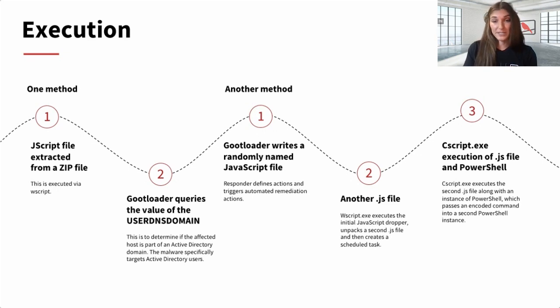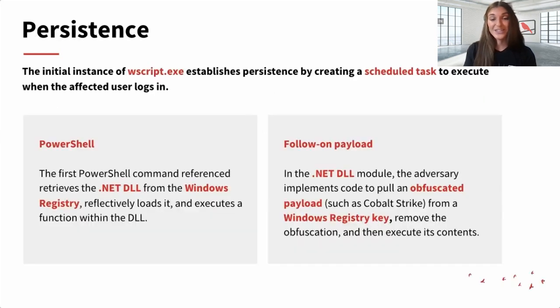and then those are executed on the victim systems. Now to touch on another method of execution, more recently, we've seen Gootloader writing a randomly named JavaScript file, initially with the extension .log, to the AppData Roaming folder. Then WScript executes the initial JavaScript dropper, unpacks a second .js file, and creates a scheduled task.